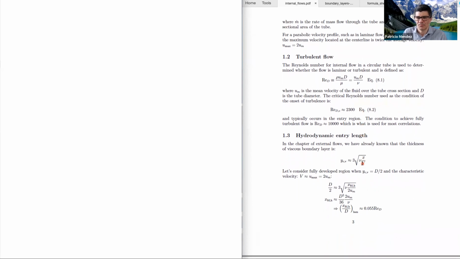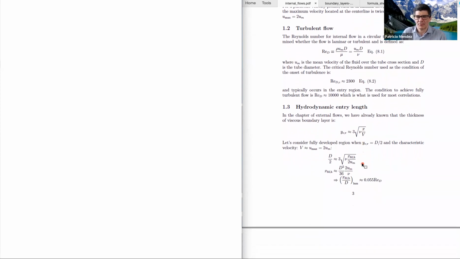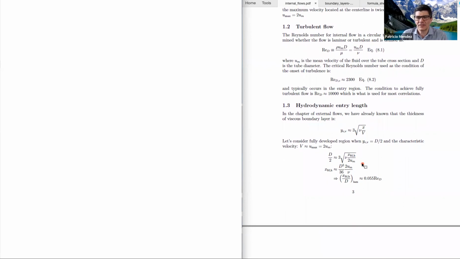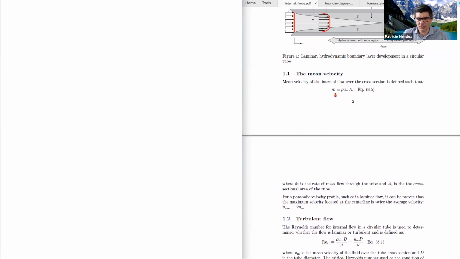The Reynolds. So something cool that the book does not do, but I found so useful, is they don't say what gives the hydrodynamic entry length. They just say this formula is to calculate. But we can calculate it, and I want to do this with you. And it's this way. Let's talk about the hydrodynamic entry length.